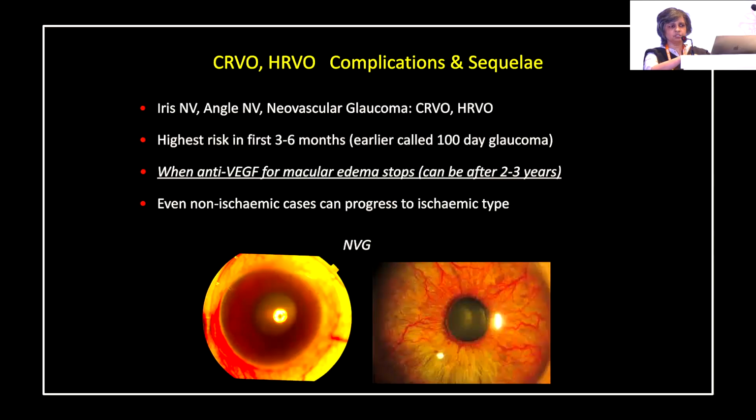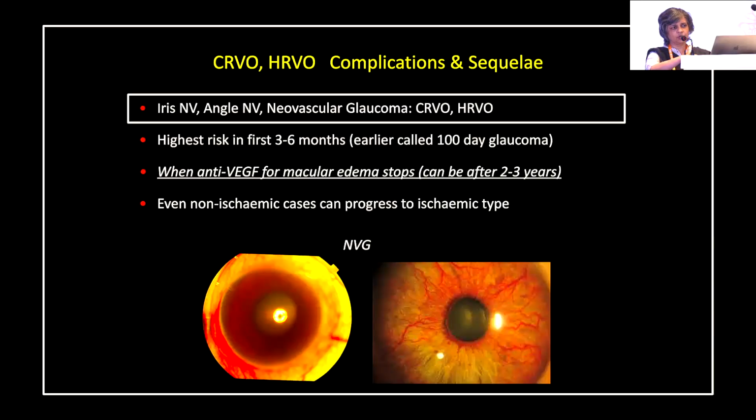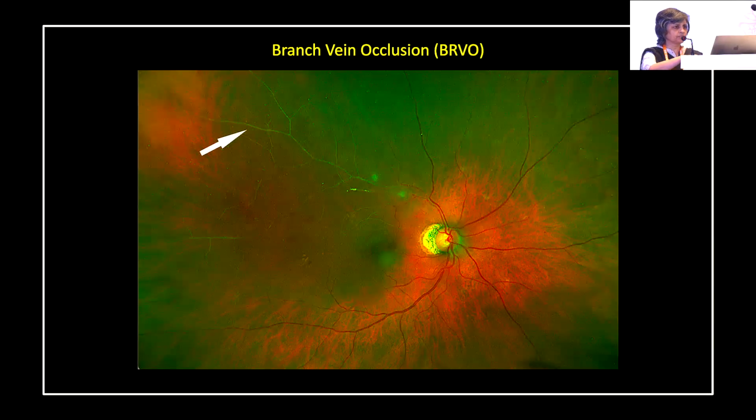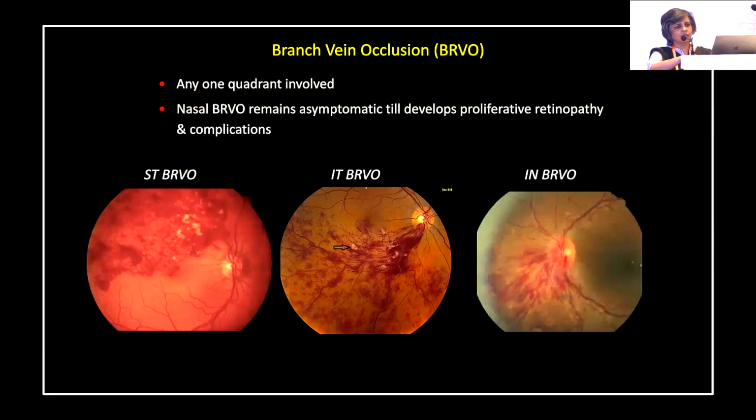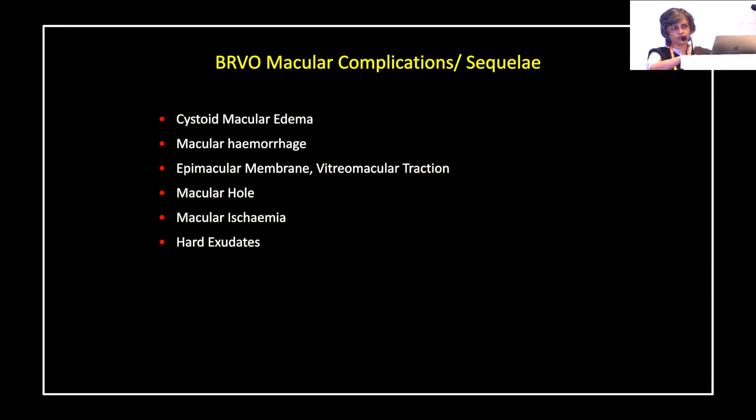So now we see these patients coming after 1.5 years, 2 years of onset, when the anti-VEGF has stopped. When we give up the injections, either the patient gives up or we give up, or there is no more edema, then they come with neovascular glaucoma. And even non-ischemic cases of CRVO, HRVO can down the line progress to the ischemic type. So they are not out of danger. Branch retinal vein occlusion can be one of the 4 major veins. The nasal BRVOs remain asymptomatic because the macula is not involved, but they can lead to proliferative complications. So they need annual checkups.